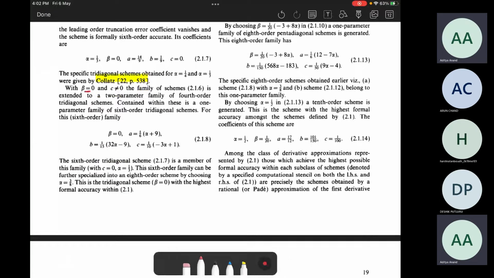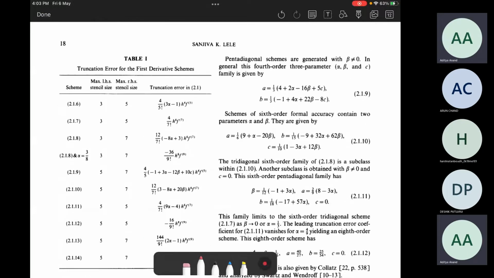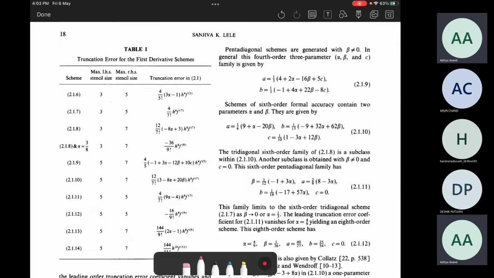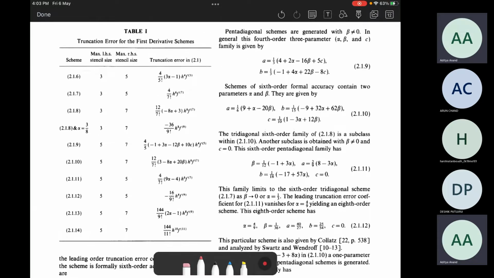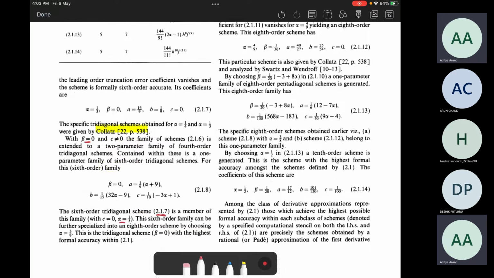The sixth order tridiagonal scheme 2.1.7 is a member of this family. So it has beta is 0, alpha is 1 by 3, c is 0. There must be an expression for a and b as well. A is 14 by 9 and b is 1 by 9.